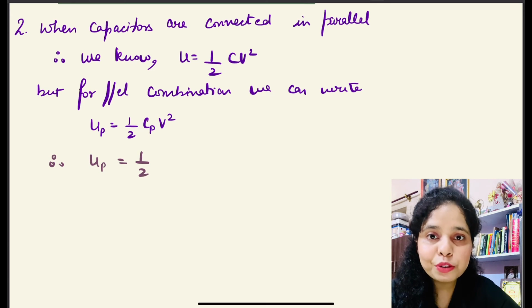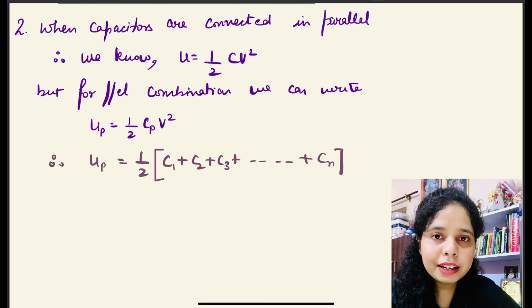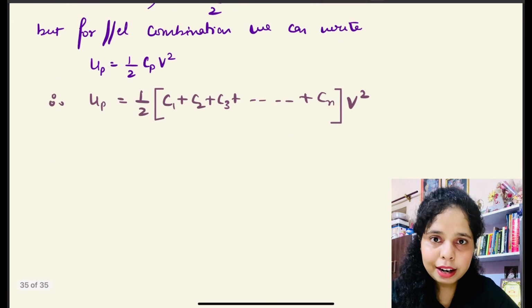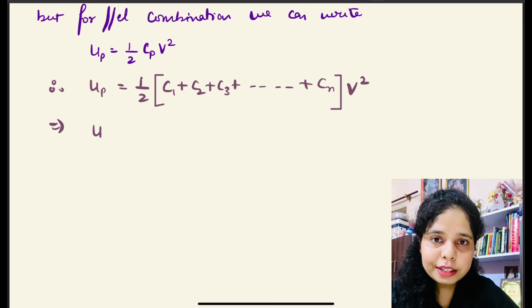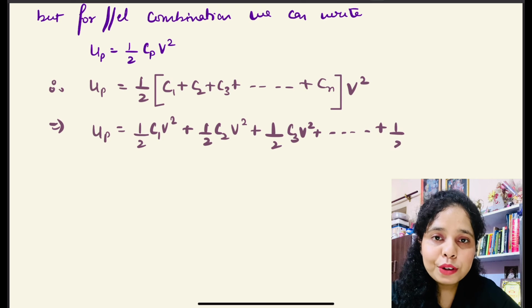Therefore, UP is equal to 1 by 2. Instead of writing Cp, I will write the formula, that is C1 plus C2 plus C3 plus and so on Cn, and close the bracket and write V square. Now we will again open up this bracket and we will be having UP is equal to 1 by 2 C1 V square plus 1 by 2 C2 V square plus 1 by 2 C3 V square plus and so on 1 by 2 Cn V square.